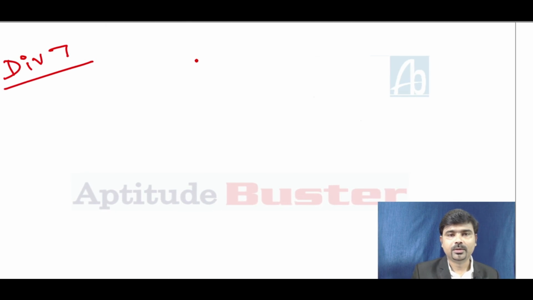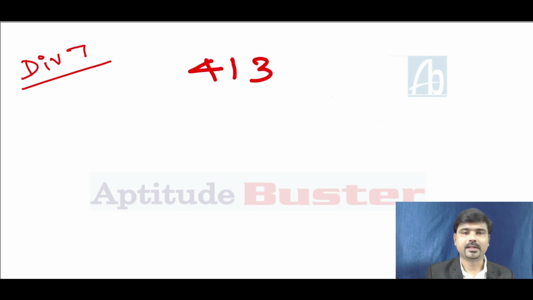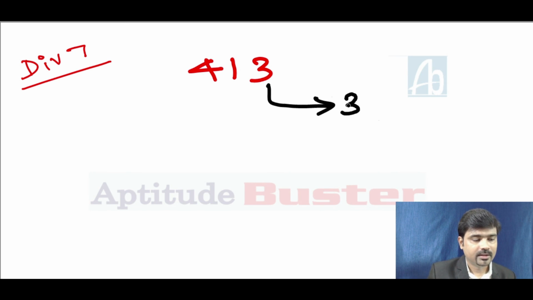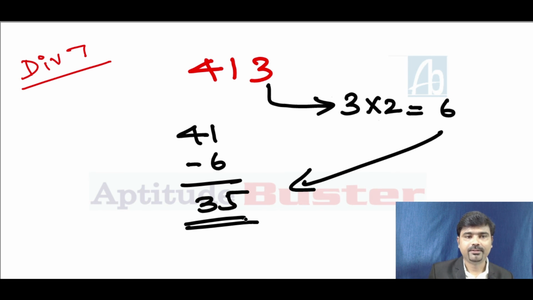I am going to tell you one more method for the divisibility rule for 7. See, if I take 413, we need to check whether it is divisible by 7 or not. Do one thing, just remove the 3, multiply this value by 2, value 6. What we have to do, remaining 2 digits 41. Subtract this 6 from 41, 35. Is it divisible by 7? Yes. If it is a 3-digit number.